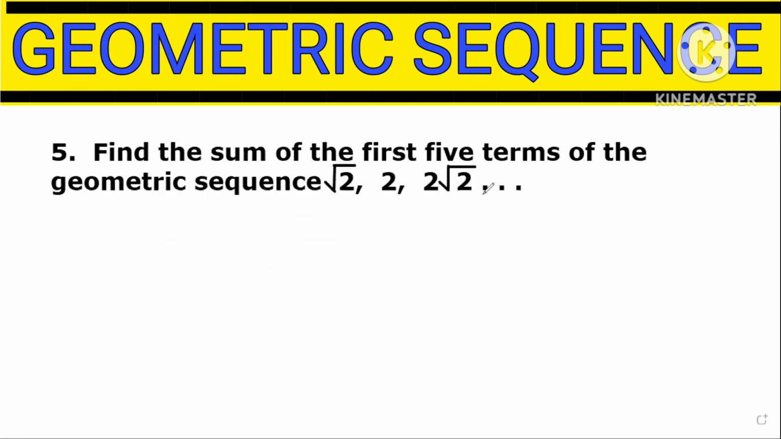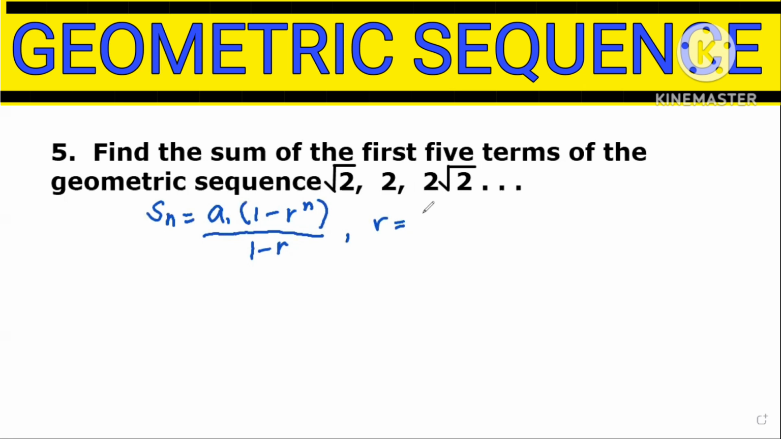Problem number 5, find the sum of the first 5 terms of the geometric sequence, square root of 2, 2, 2 square root of 2, and so on and so forth. Now, since we are looking for the sum, the formula we will use is for the geometric series, which is S sub n is equal to a sub 1 times 1 minus r raised to n over 1 minus r. Now, since we need r, let us solve for r by taking the second and the third term.